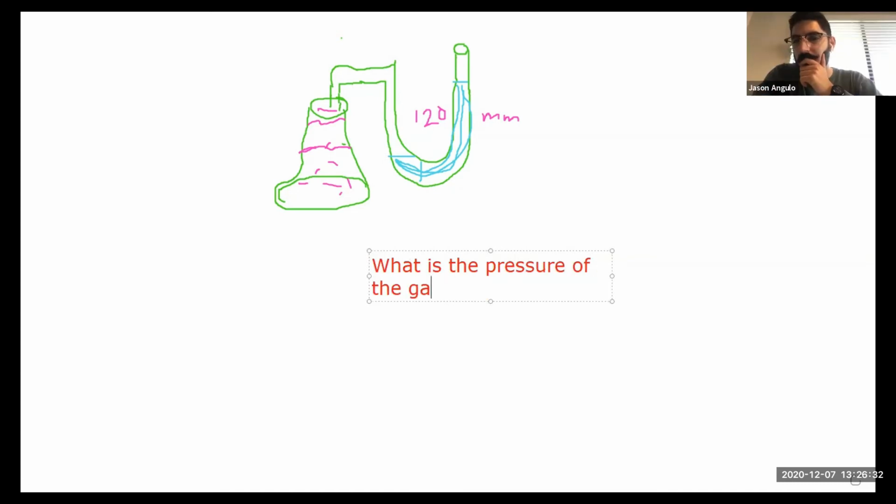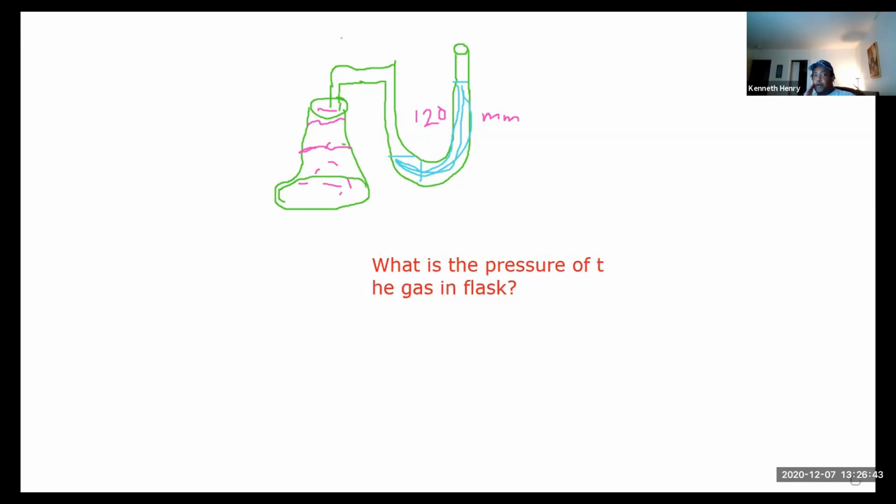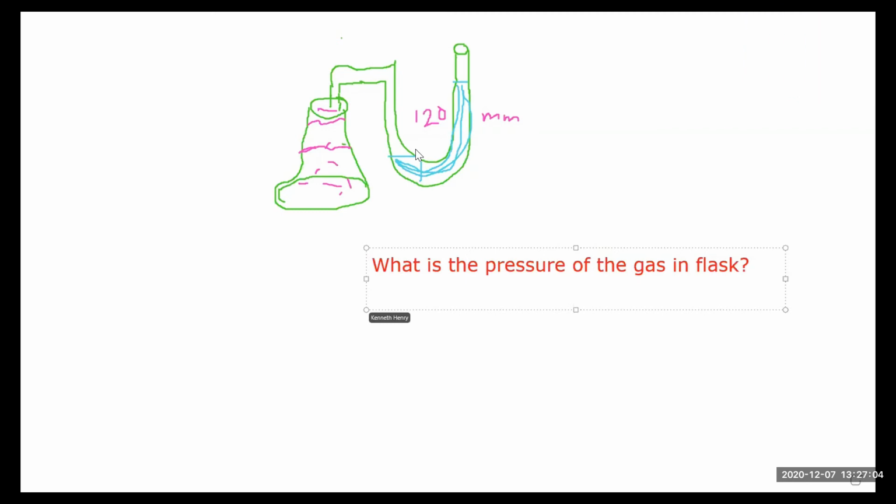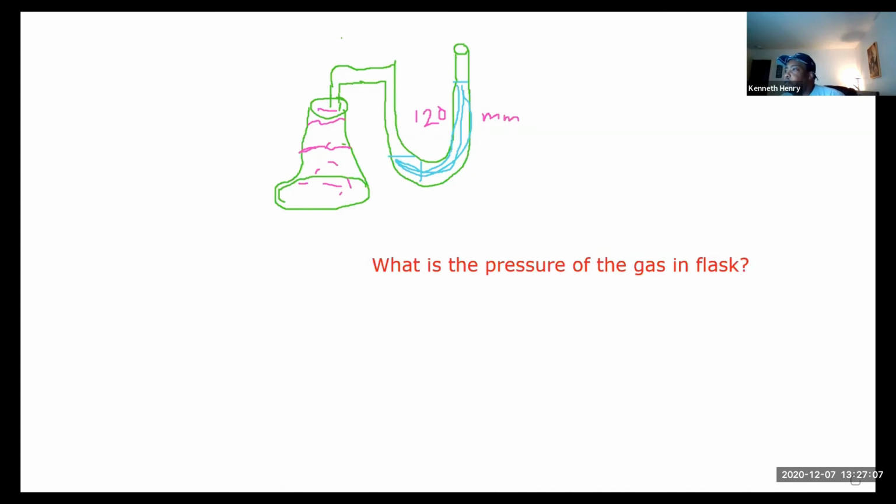Is it the 120? No, it's not going to be 120. Why isn't it going to be 120? 120 is just the distance between here and here. So what else do I need to add on to it to get the complete pressure of the gas? Now, which way is the gas push? 760. The atmospheric 760, pressure? That's right. So I need to add 1 atmosphere, which is 760, plus 120.